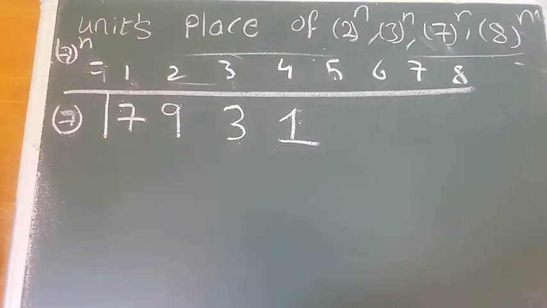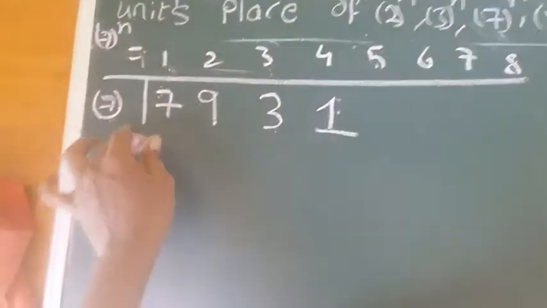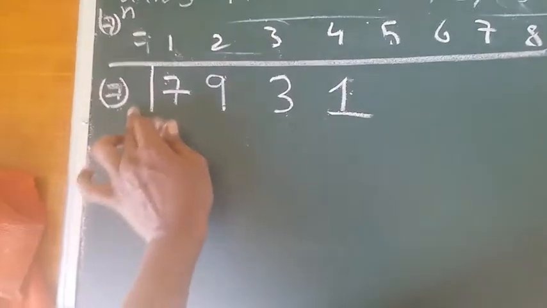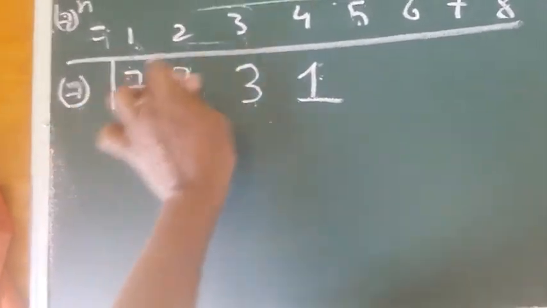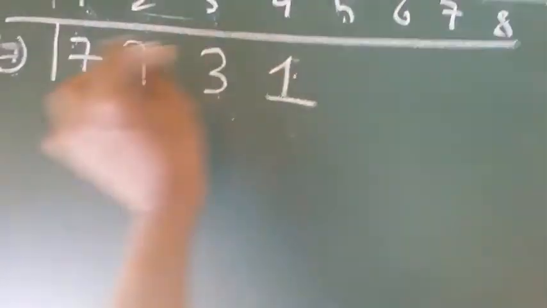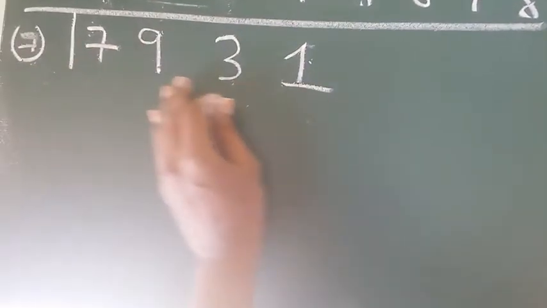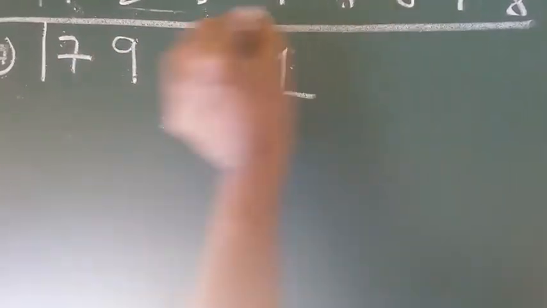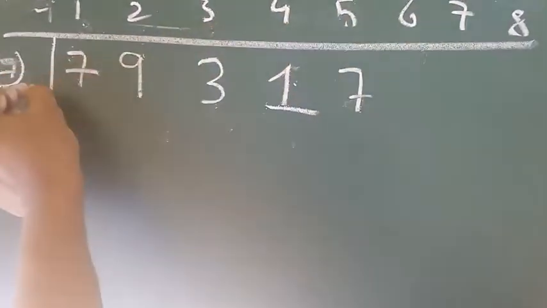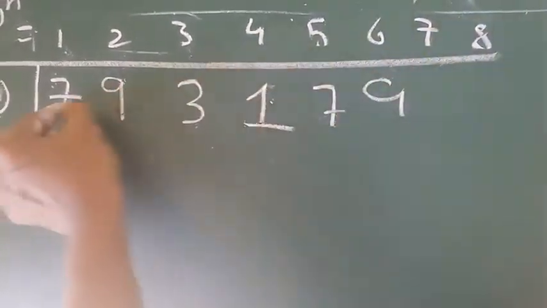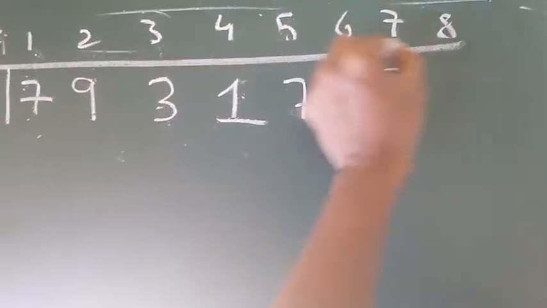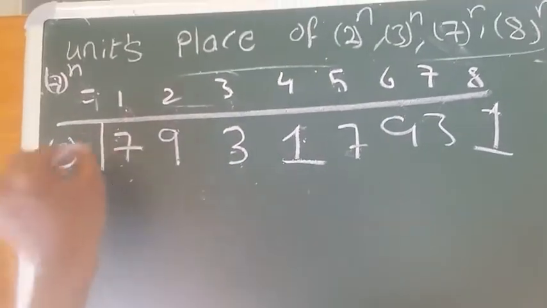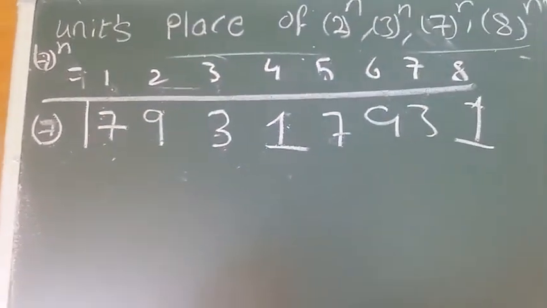The concept is applicable for 7 power n also. See the powers of 7: 7 power 1's units place is 7, 7 square's is 9, 7 cube's is 3, 7 power 4's is 1. So the powers of 7 repeat every 4 numbers. So 7 power 5's units place is 7, 7 power 6's is 9, 7 power 7's is 3, 7 power 8's is 1. If you want, you can check the powers of each of these numbers.